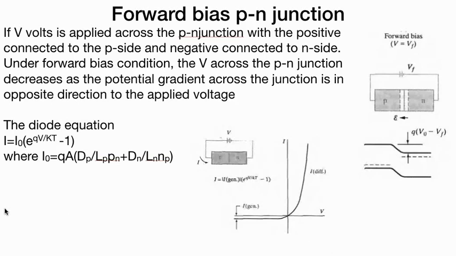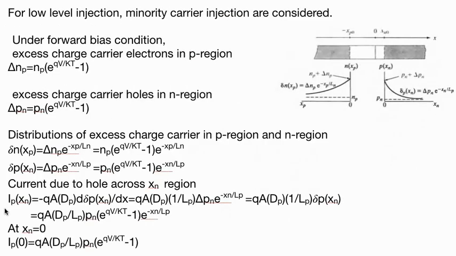I is equal to I0 times e to the power QV/KT minus 1. I0 is QA (Dp/Lp Pn plus Dn/Ln Np). For low-level injection, minority carrier injections are considered. Under forward bias condition, there are excess charge carrier electrons in the P type and excess charge carrier holes in the N region.